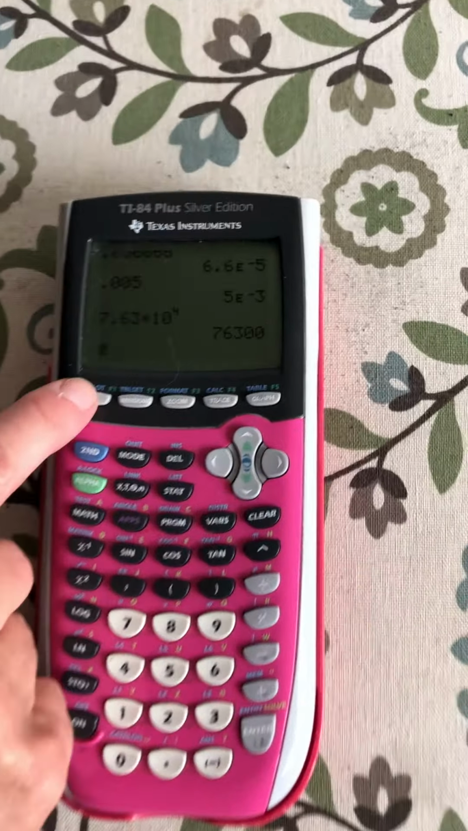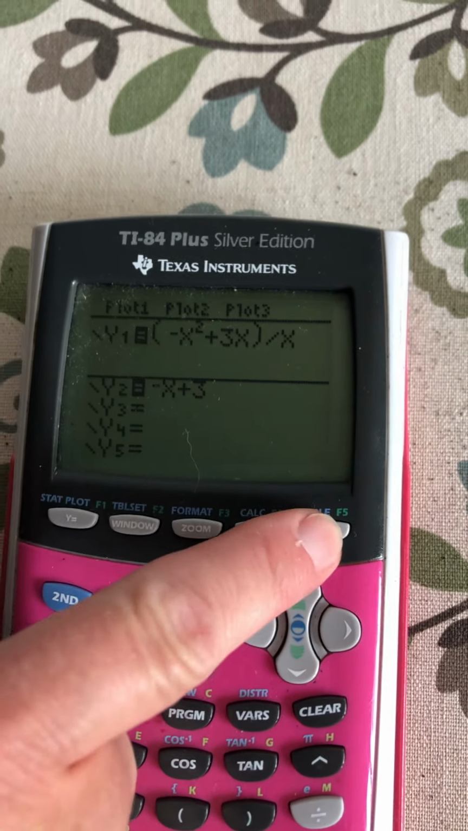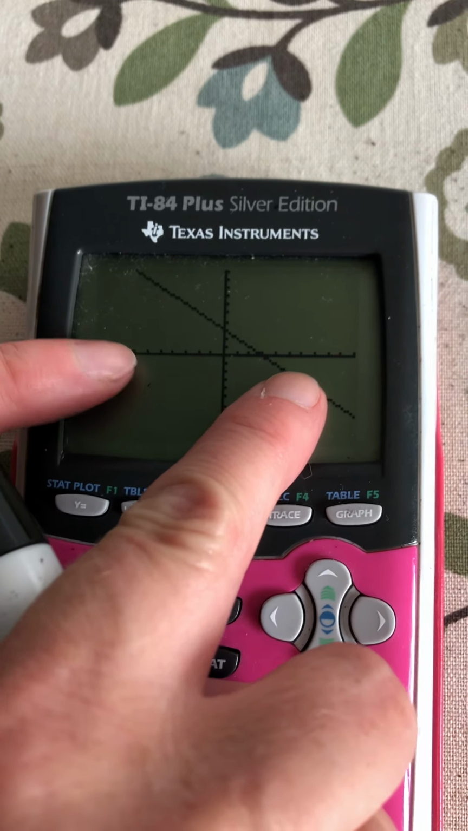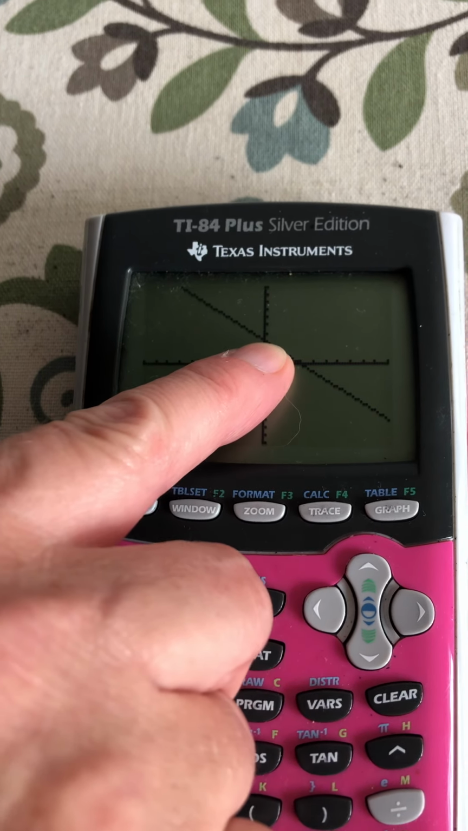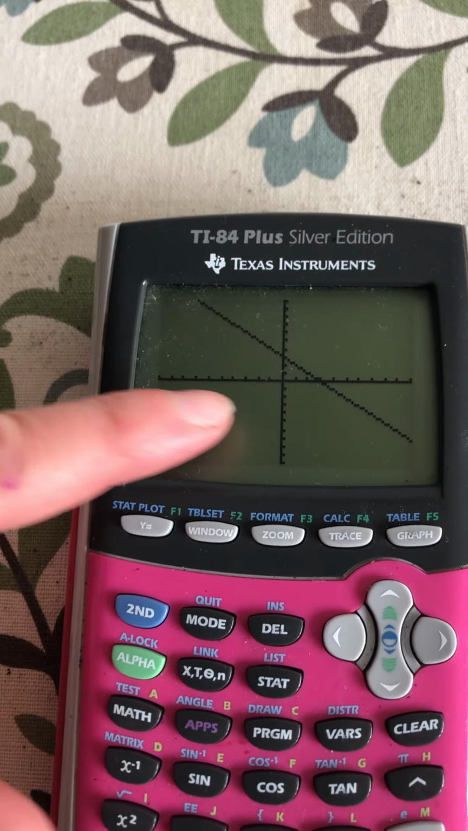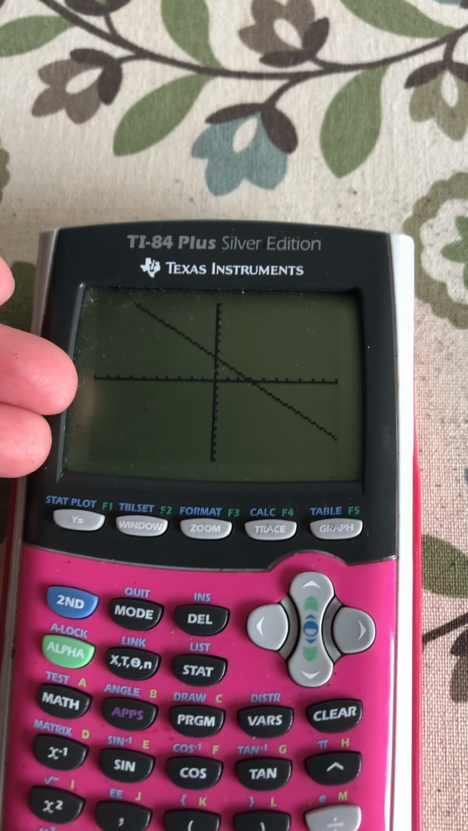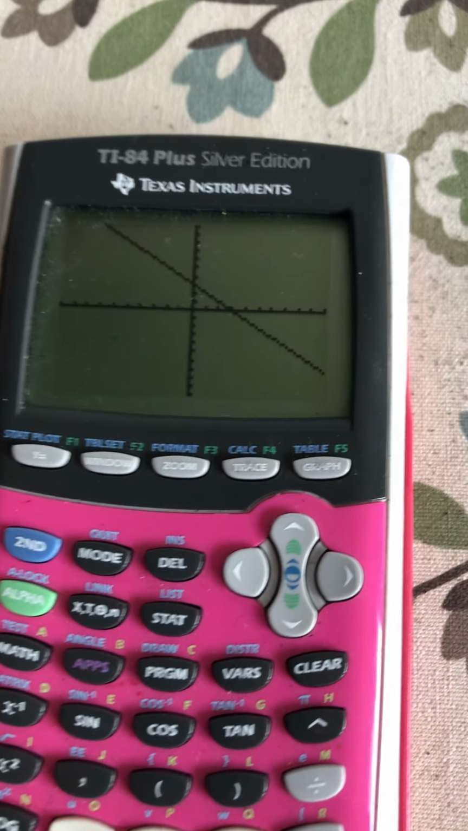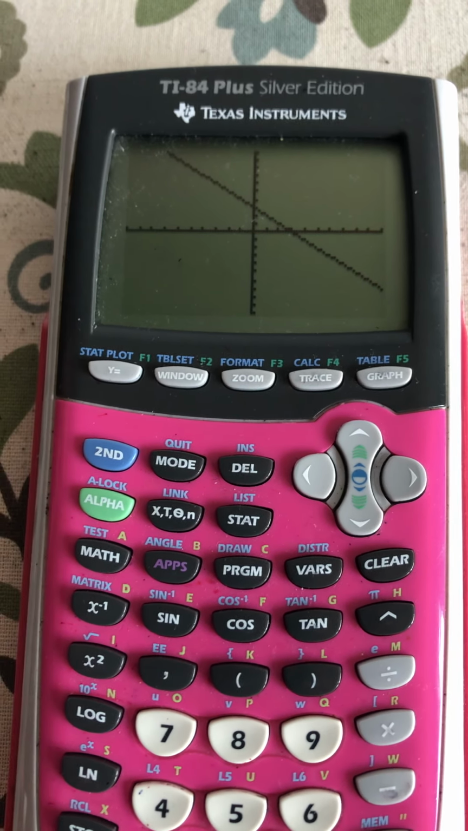So if we take a look here, notice on y1 and y2 I put those functions in. Let's take a look at the graph. Okay. Notice as x approaches 0 from the left and the right, the function does seem to approach a value of 3. Now it looks like there's only one function graphed, but there's actually both of them graphed because they are the same function. But are they really?